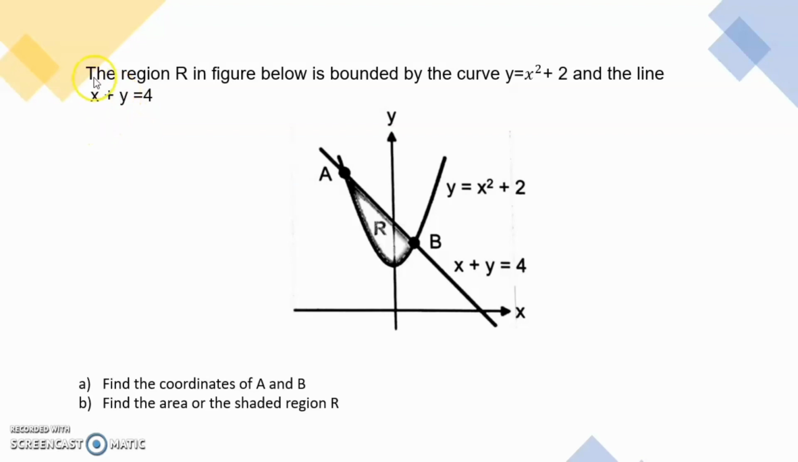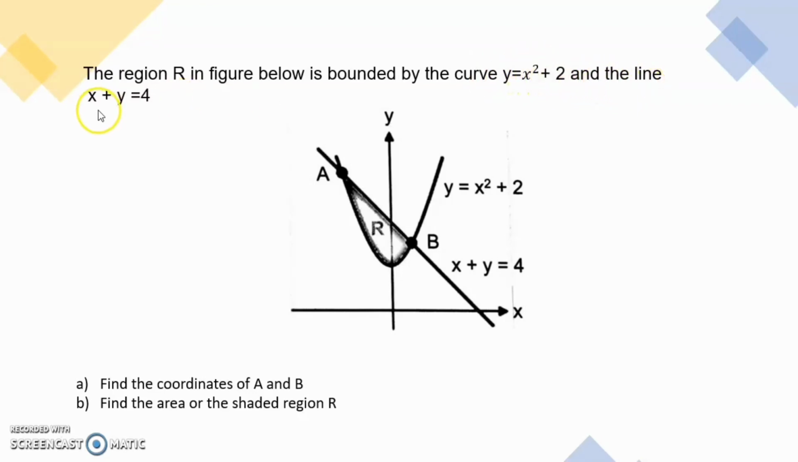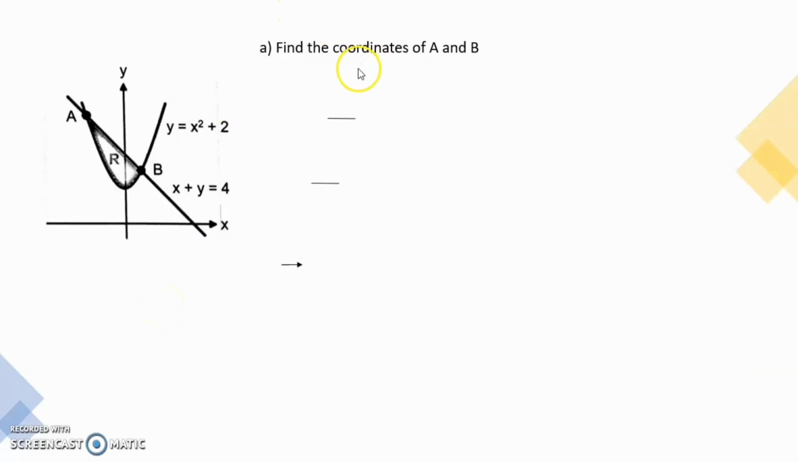The question is, the region R in the figure below is bounded by the curve y equal x squared plus 2 and the line x plus y equal 4, which is this equation and this equation. So for A, we need to find the coordinates of A and B. How to find the coordinates of A and B?